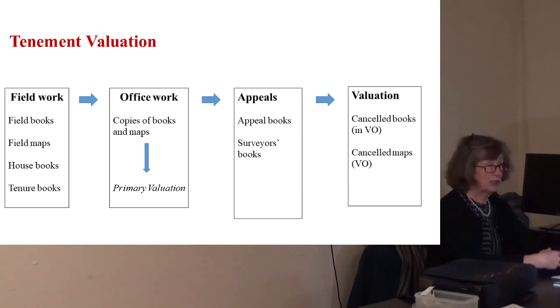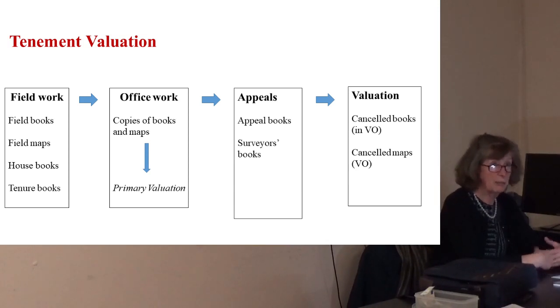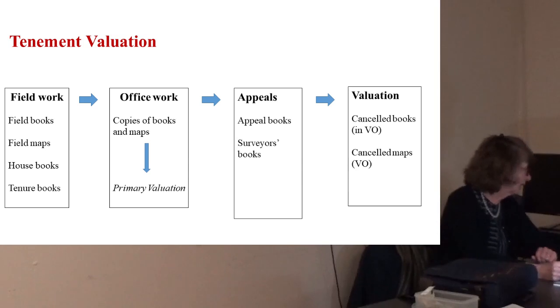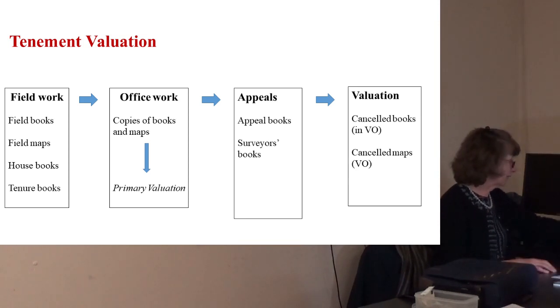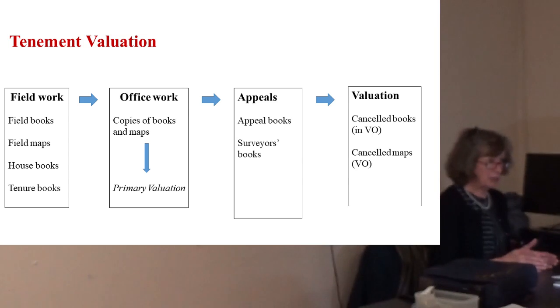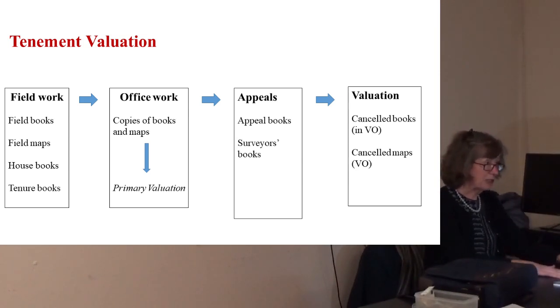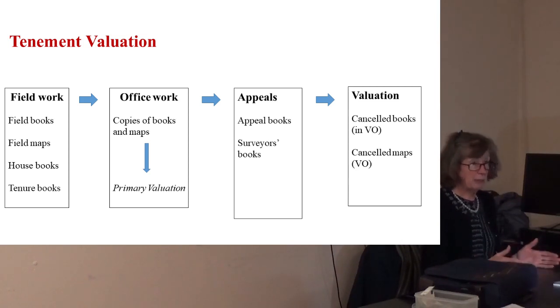And they actually had to take on a lot of extra staff at this time to deal with all the work and the calculations that they had to do. And the office work was more or less the same. They did the copies, they made their calculations, and out of the office work they produced the primary valuation. Now, many people think the primary valuation, or the printed Griffith's valuation, is the definitive valuation, but it is the document that was produced so that people could see what the valuation was for the appeals.